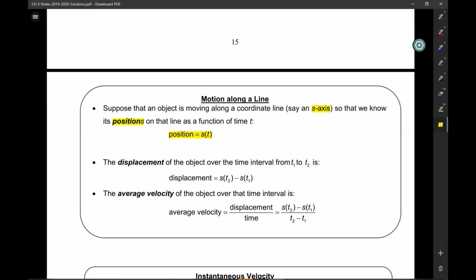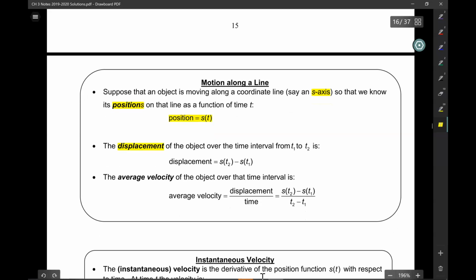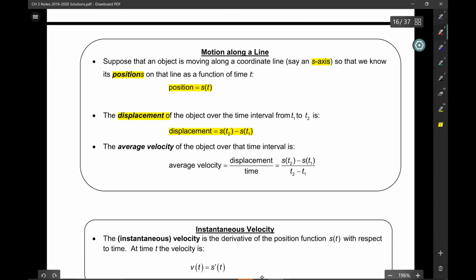Now, displacement of the object over the time interval t1 to t2 is s of t2 minus s of t1. So please, please, please remember, this is the final position minus the initial position. You can't mix up the order because this is dependent on direction. Okay?